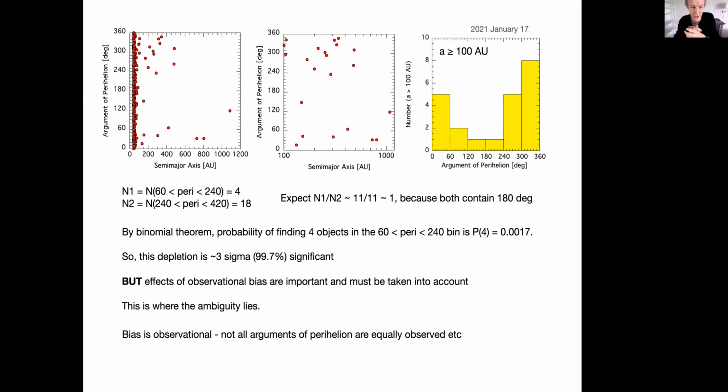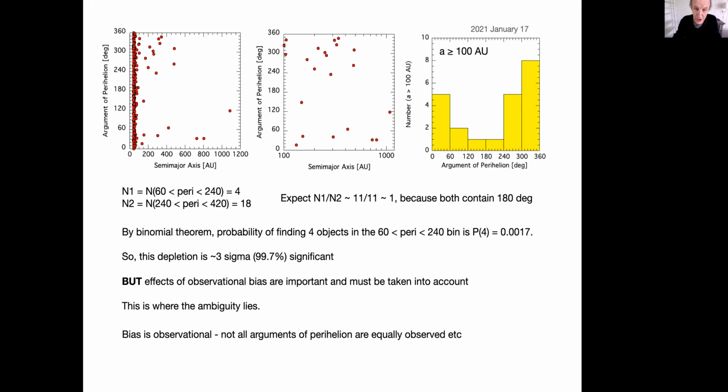So that's just a binomial theorem problem. Trivial. The answer is about 0.002, so 0.2%. So it's not that likely that you would end up with only 4 in the 60 to 240 bin. So that's basically the argument that lies behind this claim that there might be a planet in the outer solar system. It's a 3 sigma kind of result, isn't it? Well, actually, no.